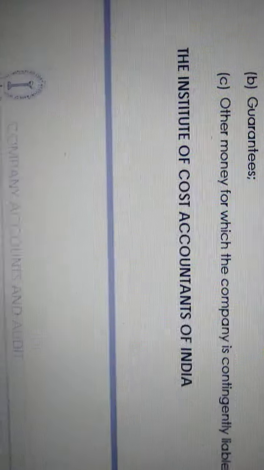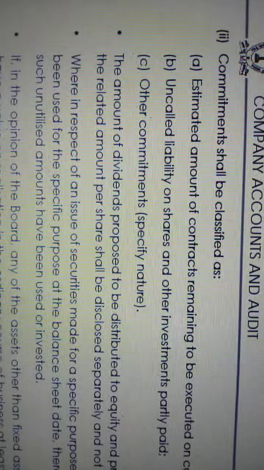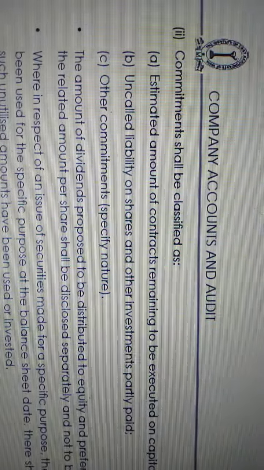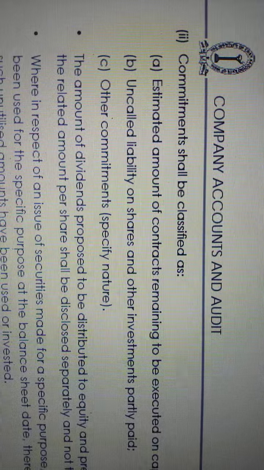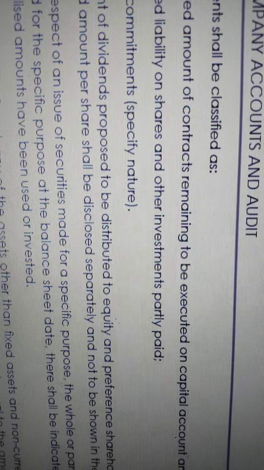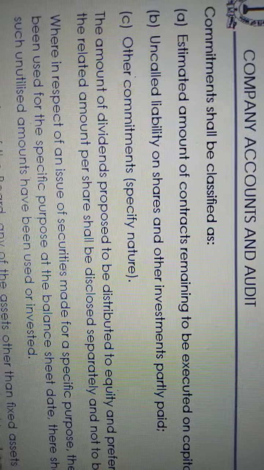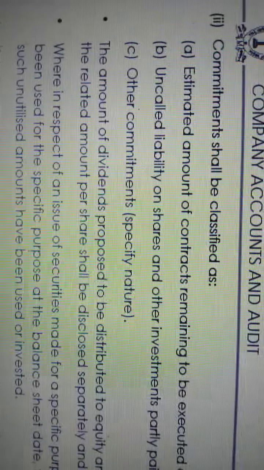Then what else? Commitment shall be classified as contingent liability, and commitments we have to present below the balance sheet. It should be part of our notes to accounts. Commitment means estimated amount of contracts remaining to be executed on capital account not provided for, uncalled liability on shares and other investments partly paid. All these things are commitments.